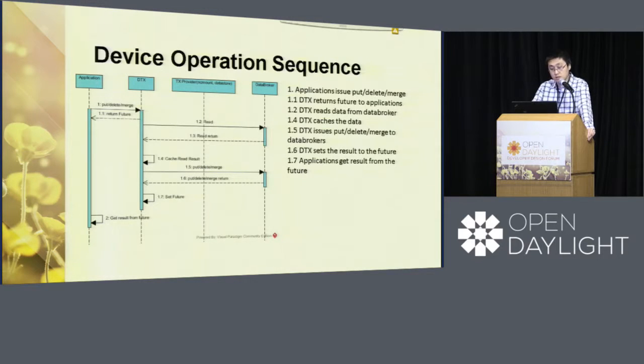So this is the successful case for a device operation in a transaction. I will talk about what happens if some error occurs, and how DTX will deal with the errors. Any questions on this slide?